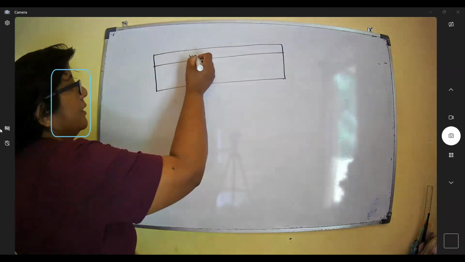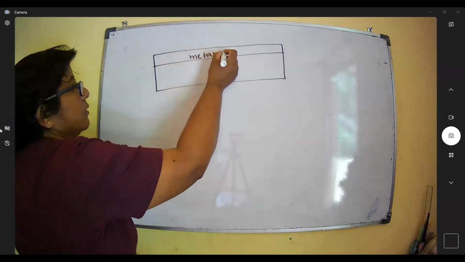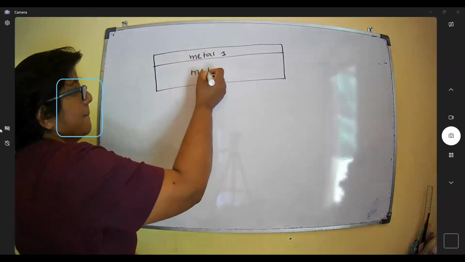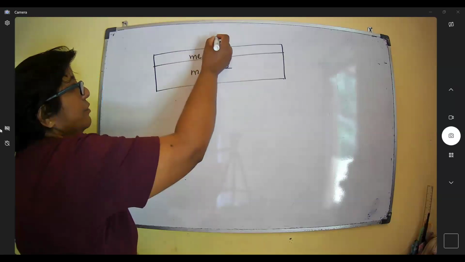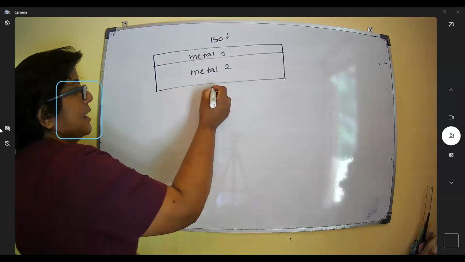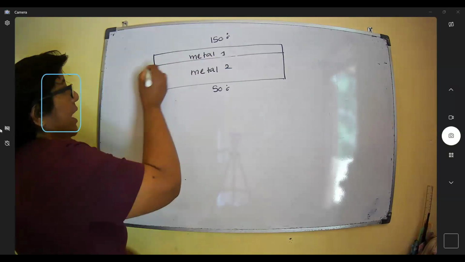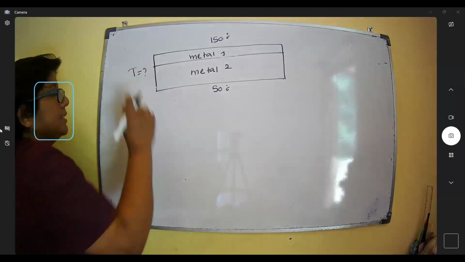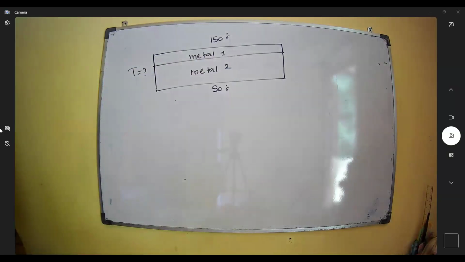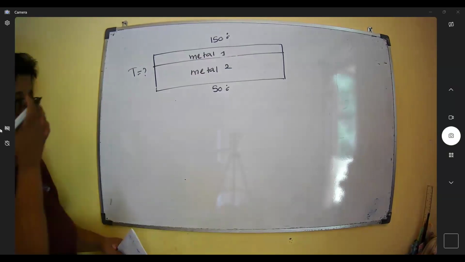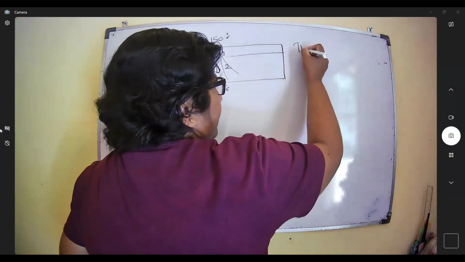Metal 1 and 2. On 50 Celsius, we have to find capital T in Celsius at the point, right? Celsius, so Kelvin is so, right? Then given data, thermal conductivity of metal 2, we can take as the K.